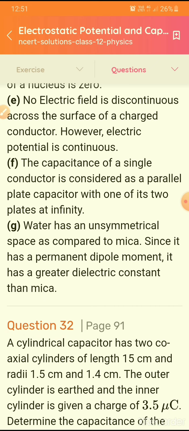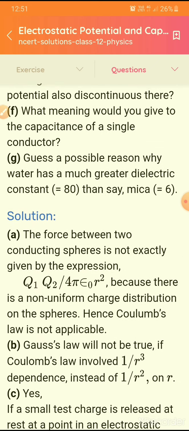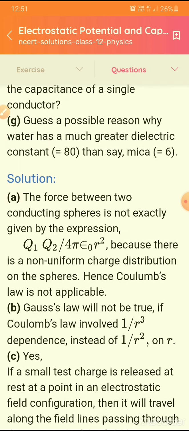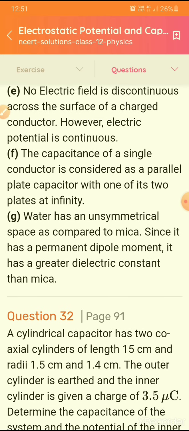One plate is to be kept at infinity. And what is the final question? Guess the possible reason why water has a much greater dielectric constant. The dielectric constant of water will be 80, and of mica will be 6. We have to find the reason why water has a much greater dielectric constant.